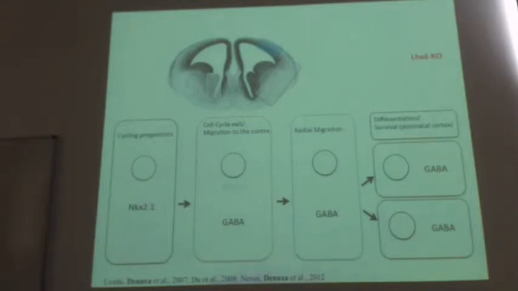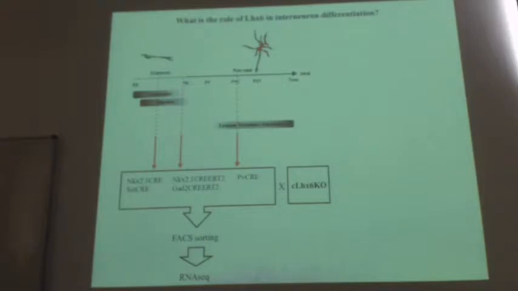So obviously the question that we have is whether this differentiation defect is due to the fact that these interneurons are not located in the proper position, or whether LHX6 actually has a role in the maturation and differentiation of these neurons. In order to answer this question, we have generated a conditional LHX6 mouse.